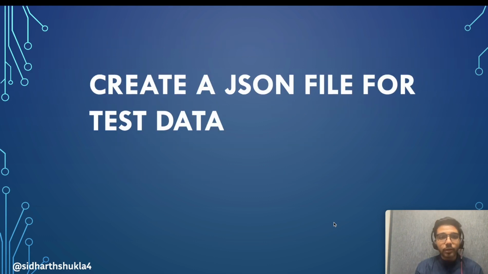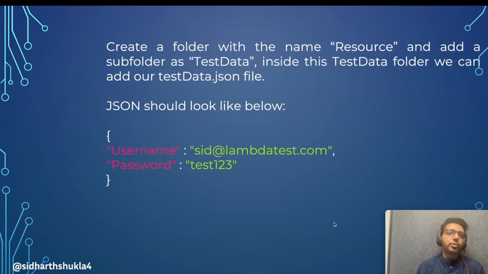So let's start with our first topic, that is create a JSON file for test data. How we are going to do that? We are going to create a folder with the name resource. If you remember in our previous session of folder structure, I have explained that we are going to have a resource folder. Inside that we are going to have a test data folder. Now the time has come to use that test data folder, and we are going to create a JSON file called testdata.json. So a normal JSON will look like this, as you can see on my screen: username and the value, password and the value. It is usually like a key value pair, like how we have in our map.